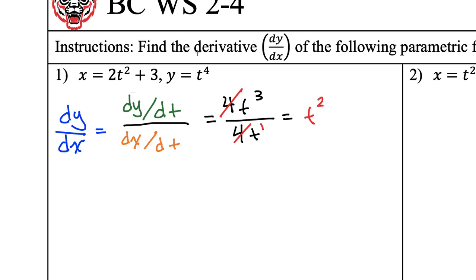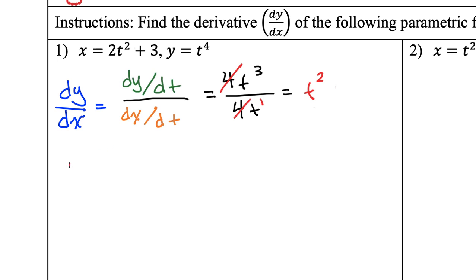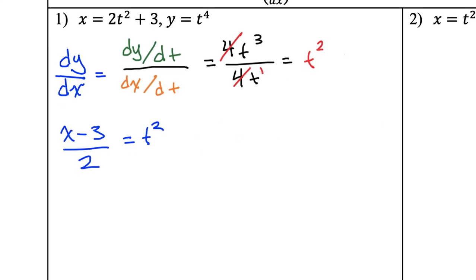I need to get it in terms of x, so I need to somehow get a t squared isolated. So I'm going to isolate for that t squared, and I get x minus 3, and then divide by 2, is going to be equal to my t squared. And I'm going to use that to put right there. So my final answer is as follows.